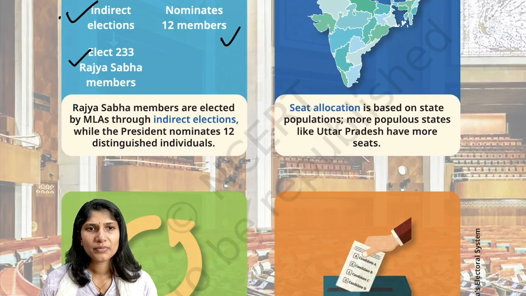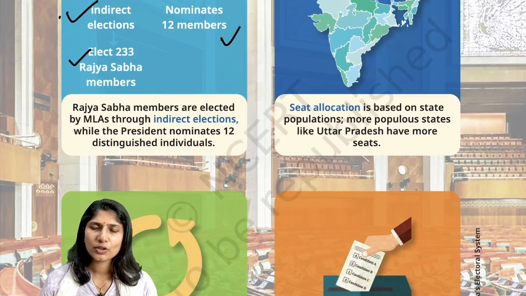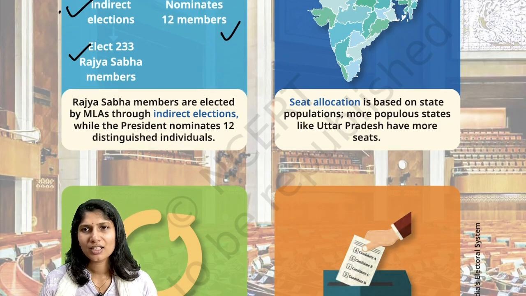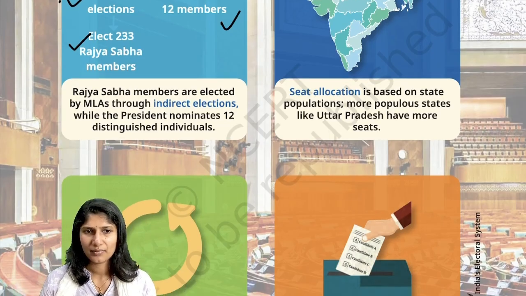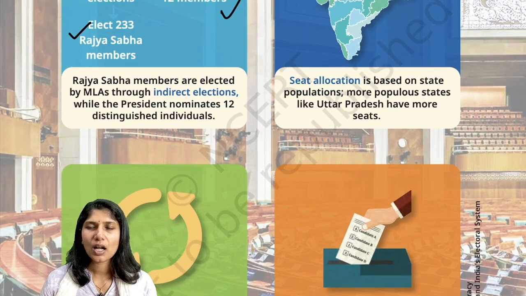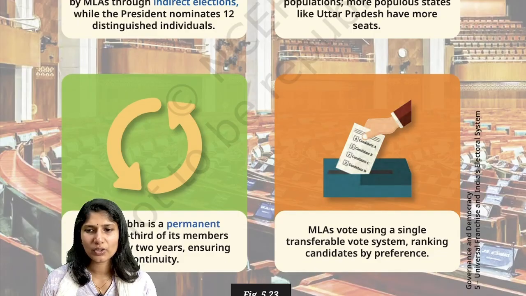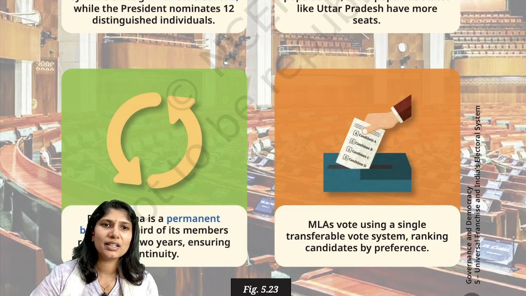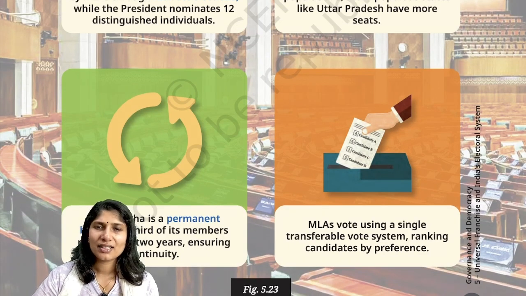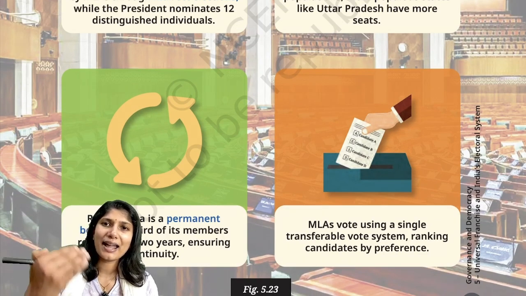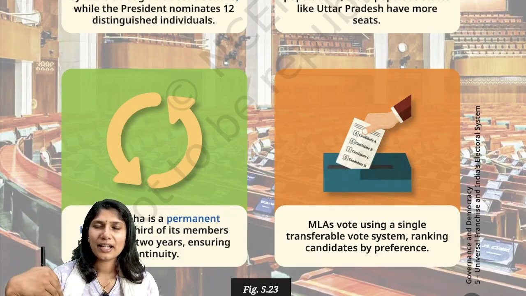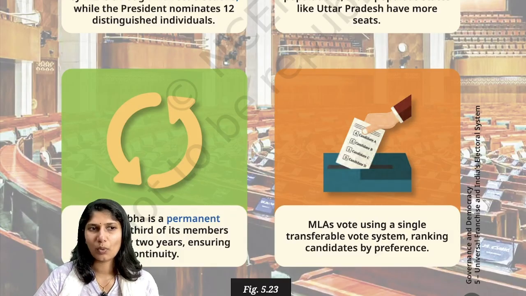And also, seat allocation for each state in Rajya Sabha is based on their population. Higher the population of a state, higher the number of seats in Rajya Sabha. Okay. Now, how are the MLAs voting for your Rajya Sabha members? Through single transferable vote, where usually, let's say 10 candidates are there, a person will rank all 10 candidates in the order of precedence that he wants.